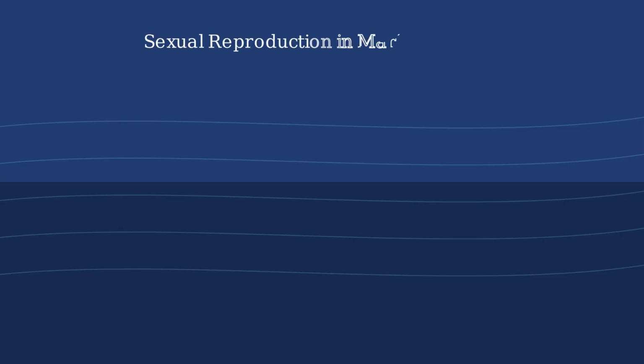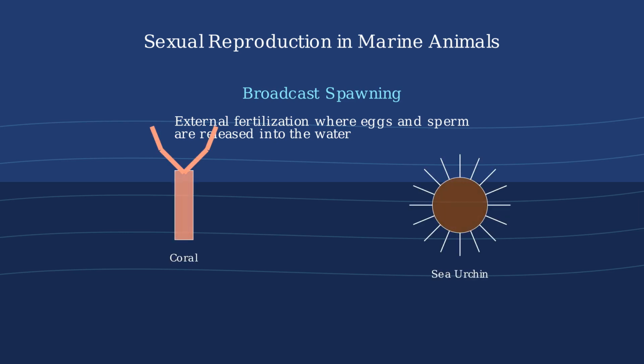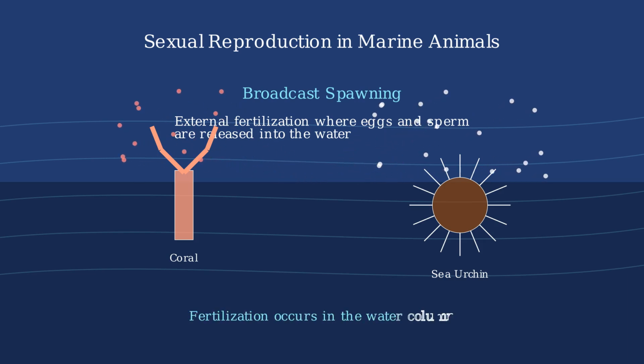Marine animals exhibit diverse reproductive strategies adapted to their aquatic environment. Broadcast spawning is a common reproductive strategy where eggs and sperm are released directly into the water. Corals and sea urchins are examples of marine animals that use this external fertilization method. During spawning events, they release their gametes into the water, where fertilization occurs.